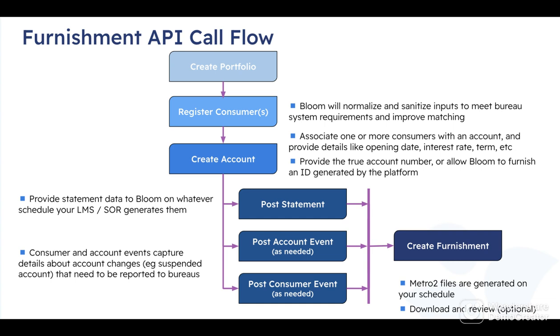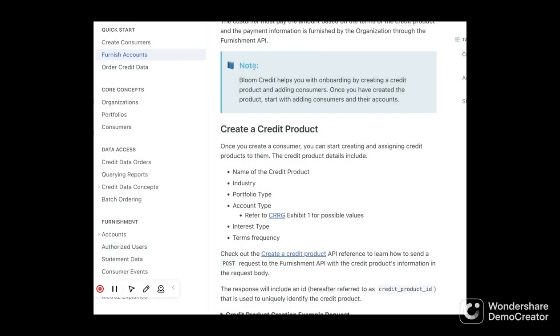Now that you have access to Bloom's API, the first step in the process is to create the portfolio. Bloom sets up portfolios on behalf of the clients to ensure that all the values are correct and aligned with the credit bureau's requirements. You'll need to first fill out a form found in our API docs.